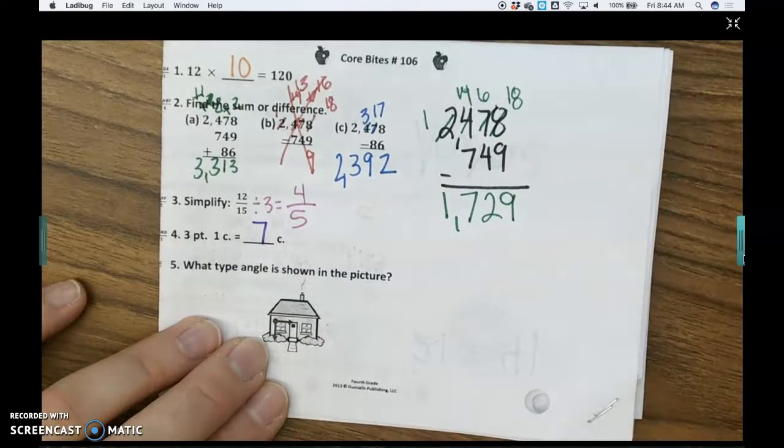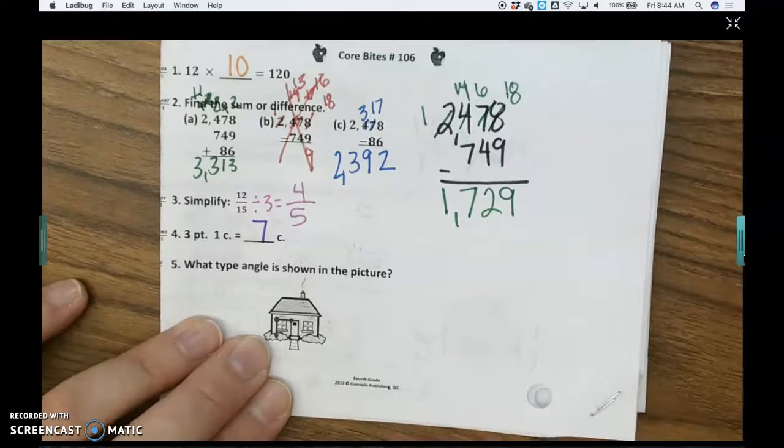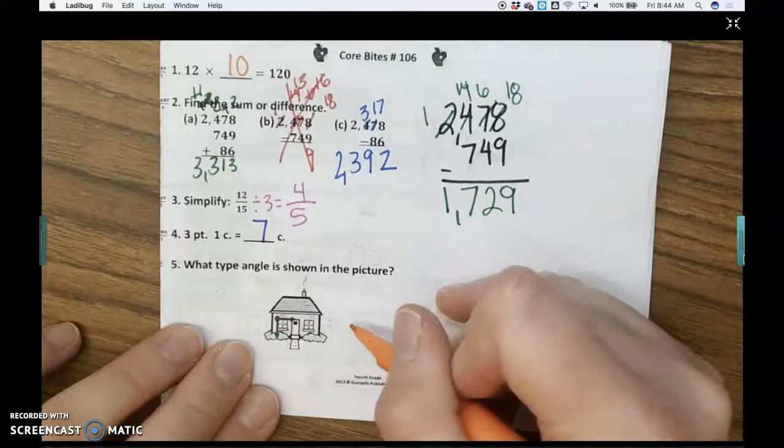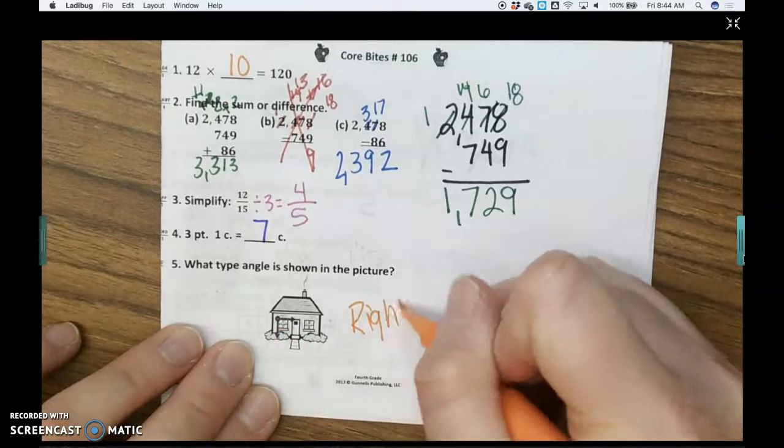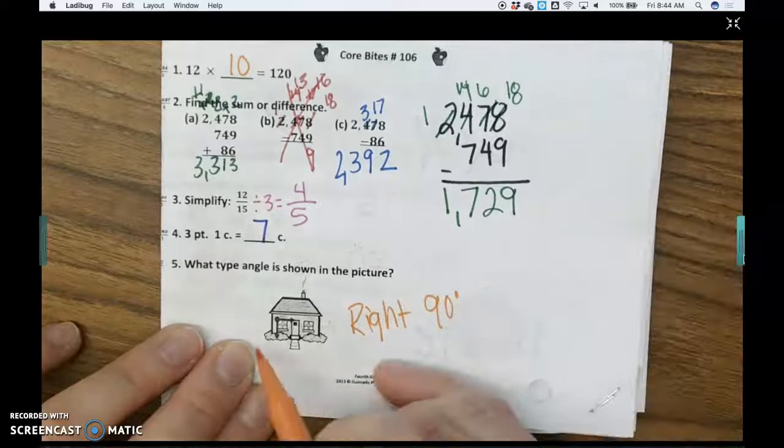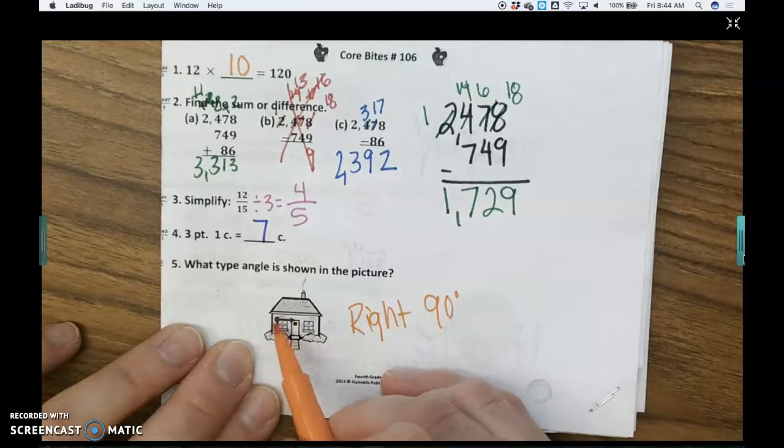Okay, and then for the last one, what type of angle is shown in the picture right here with the window? It would be a right angle because it would be 90 degrees because it's right there at a right angle.